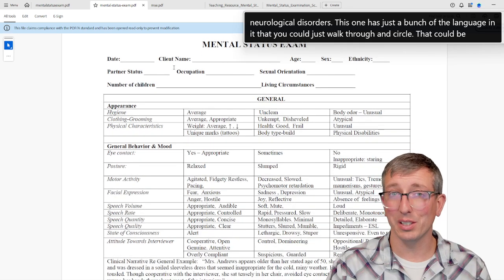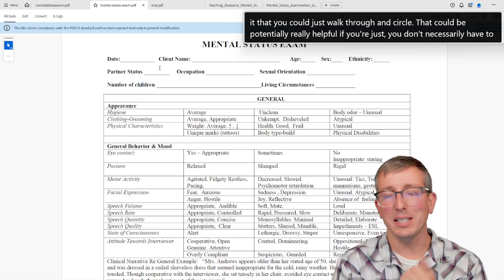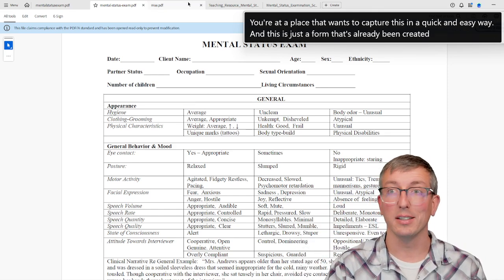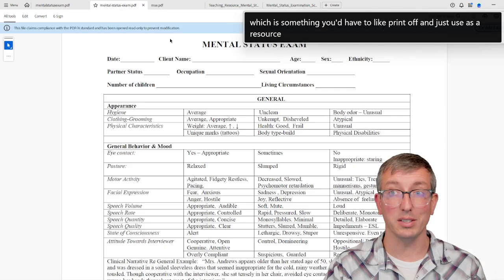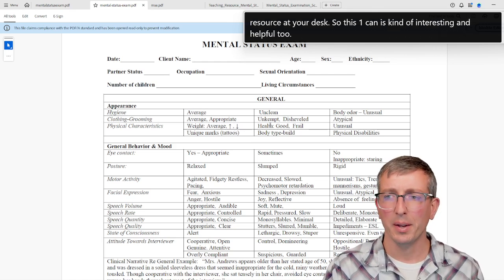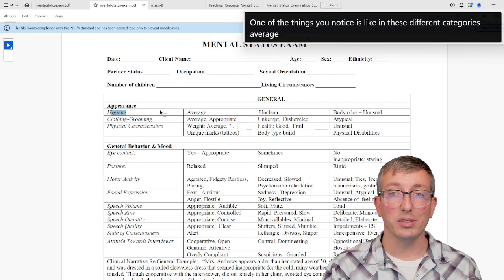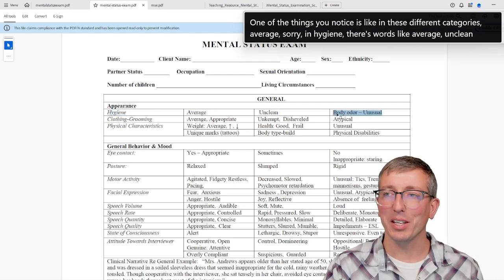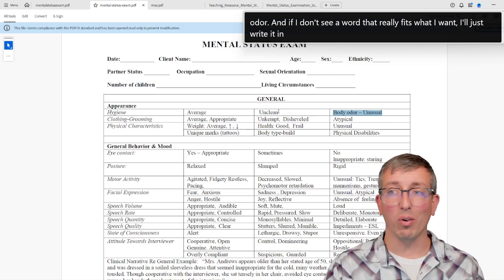That could be potentially really helpful if you're at a place that wants to capture this in a quick and easy way, and this is just a form that's already been created, not like this one, which is something you'd have to print off and just use as a resource at your desk. So this one is kind of interesting and helpful too. One of the things you notice is in these different categories, in hygiene, there's words like average, unclean, body odor. And if I don't see a word that really fits what I want, I'll just write it in, or I'll just circle it.